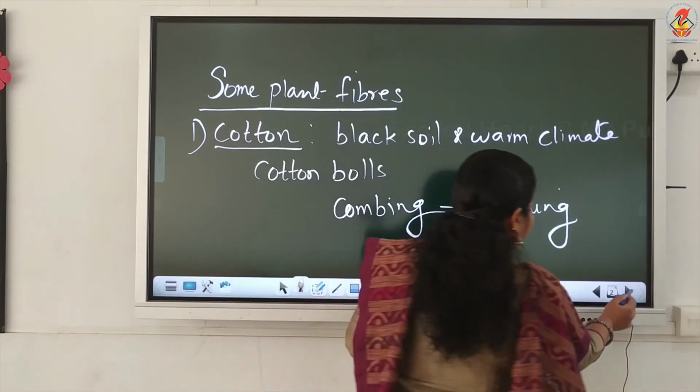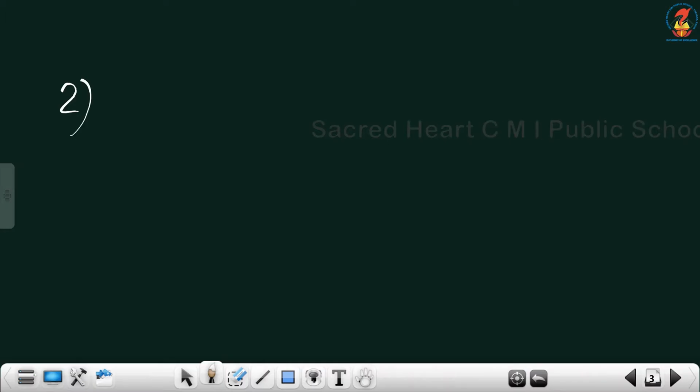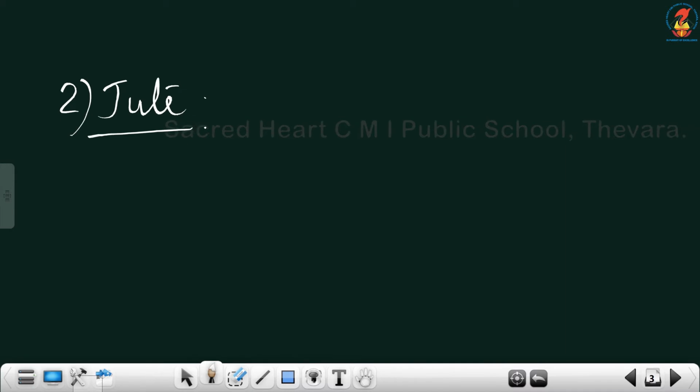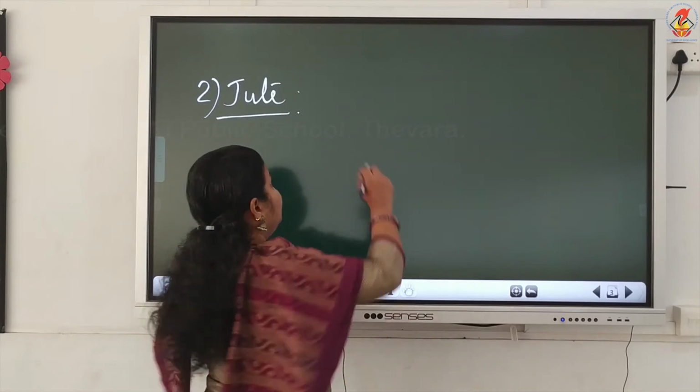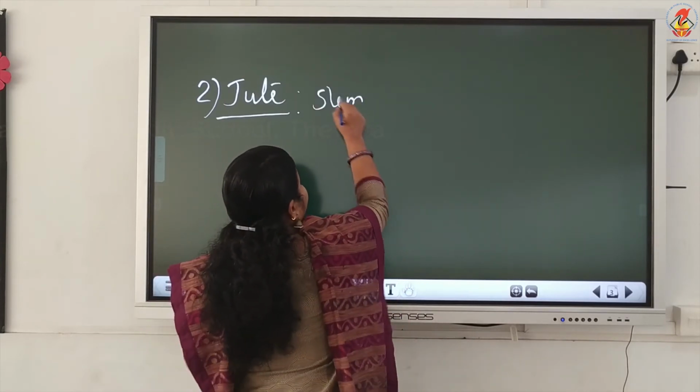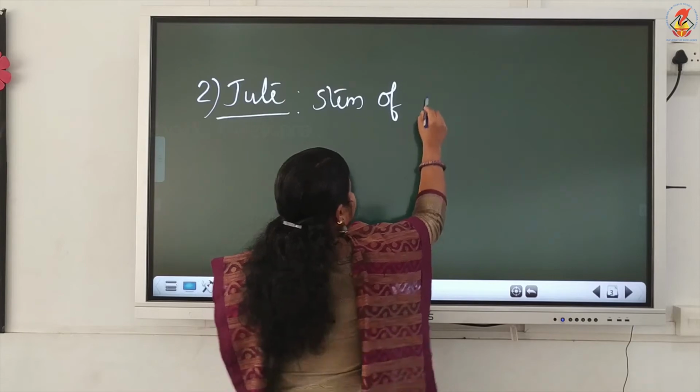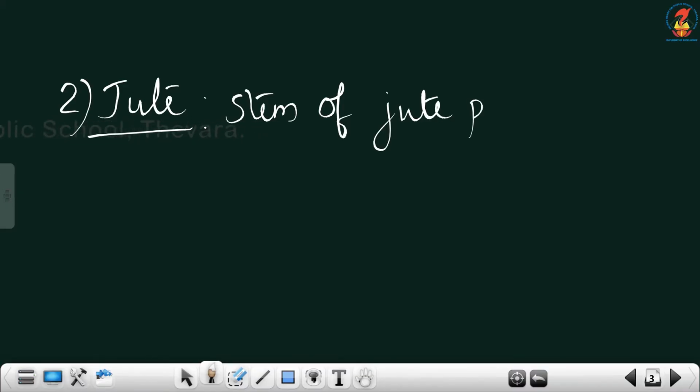Now let us see how we get jute. The next plant fiber is jute. How do we get jute fibers from jute plant? Jute fiber is obtained from the stem of jute plant. Cotton is obtained from the fruit. Here it is obtained from the stem of jute plant. They are cultivated in rainy season.